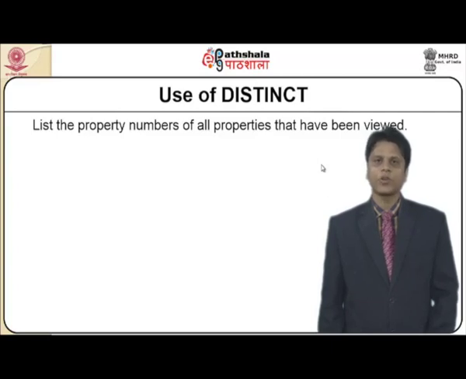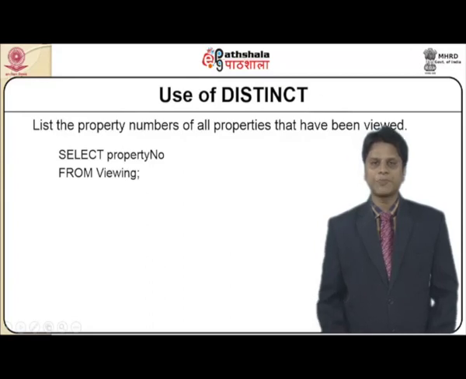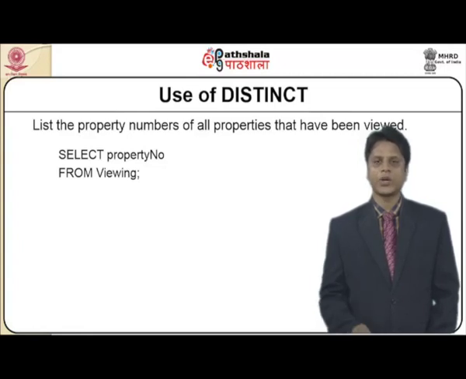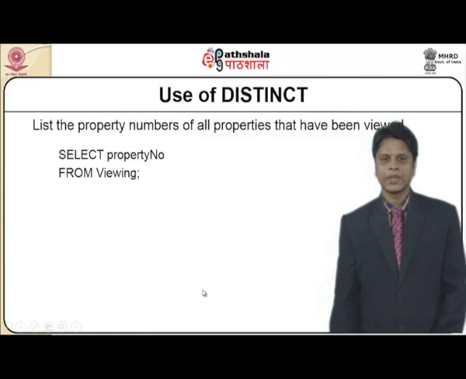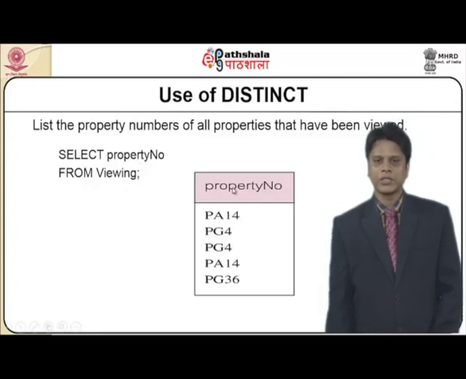Now that we have seen ALL, it could be DISTINCT also. How do we use this DISTINCT value? List the property numbers of all properties that have been viewed. Here I am very specific that I need only the property number. It should be distinct enough to list only property numbers. SELECT propertyNo FROM Viewing will list only that column.